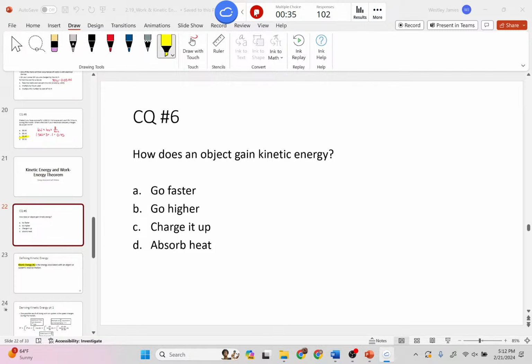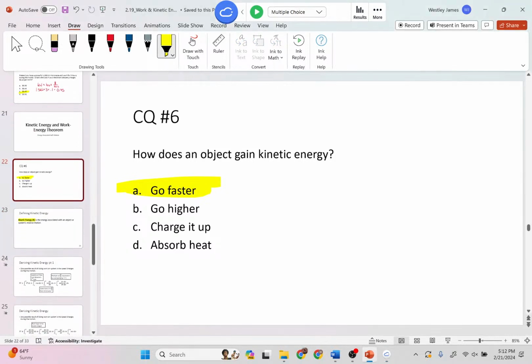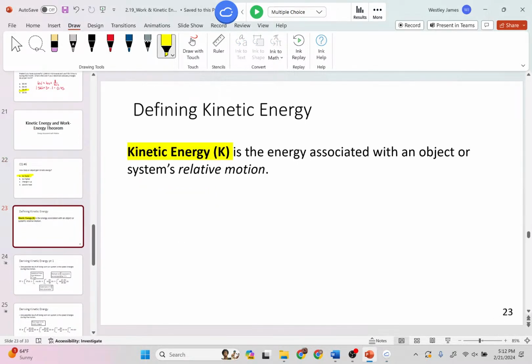And 5, 4, 3, 2, 1, boom. Kinetic means movement. The faster you're moving. Nope, not higher. Faster. Great job. And again, if you didn't know that, that's okay. My feelings aren't hurt. All right. Kinetic energy is associated with an object's relative motion. We'll get to a slide on what it is exactly.